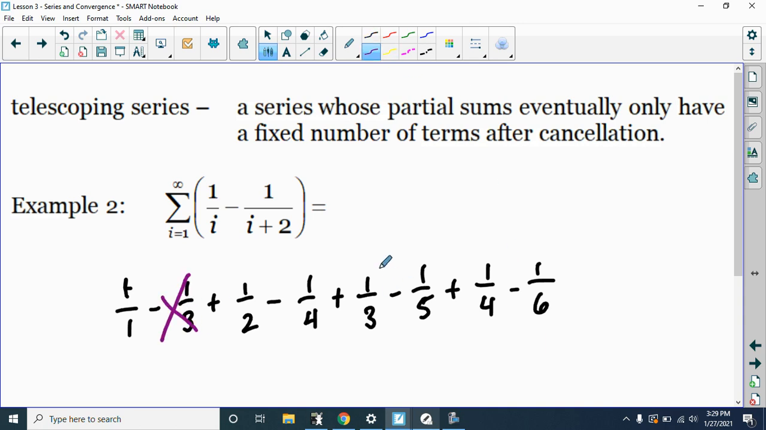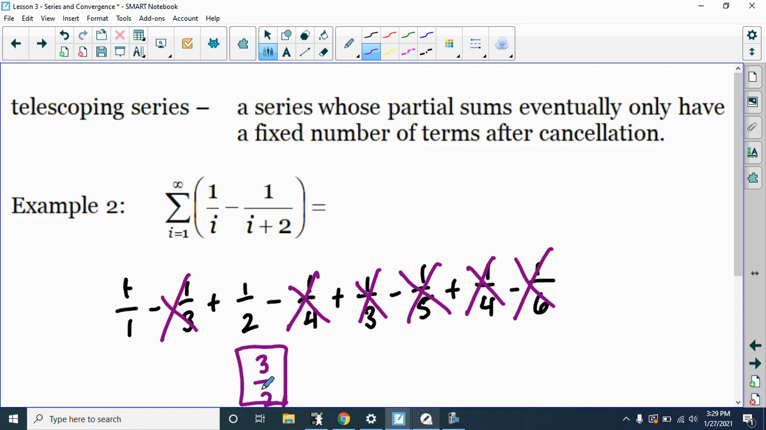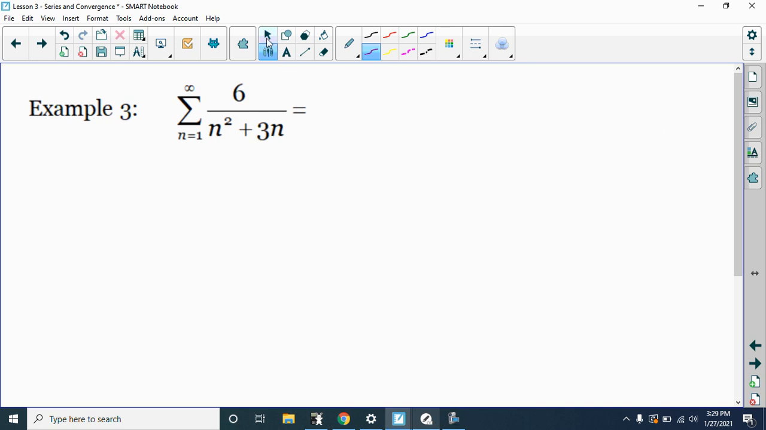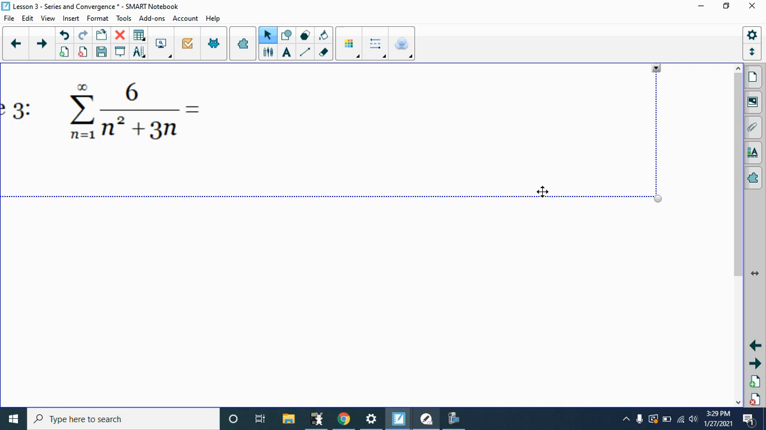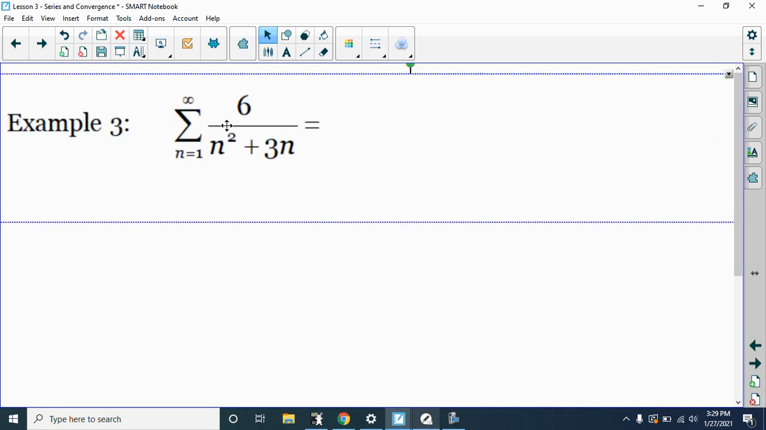Notice minus 1/3 plus 1/3, minus 1/4 plus 1/4, minus 1/5. The next term is going to have a plus 1/5, minus 1/6 plus 1/6. So I have a finite number of terms, a fixed number of terms that don't cancel. 1 plus 1/2. One and a half, 3/2 is correct. Sometimes these sums are given like this, where they don't necessarily look like they're telescoping, at least not yet.